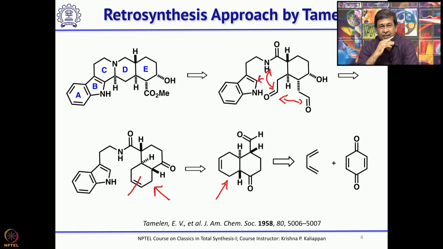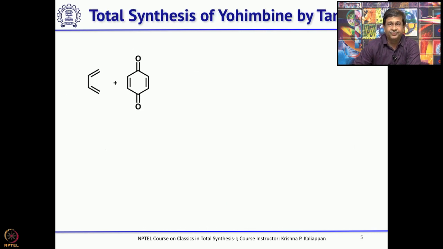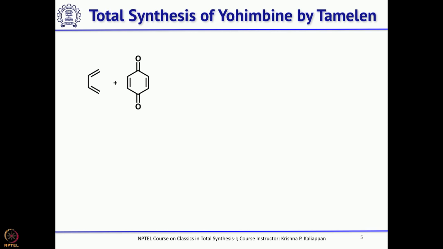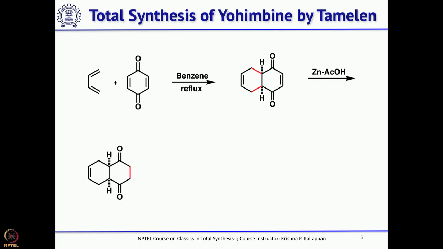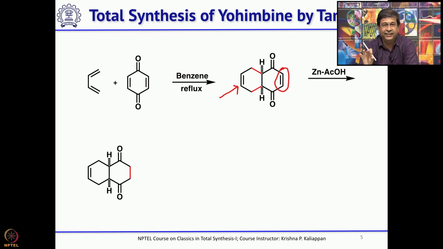Now let us see how he accomplished the total synthesis of yohimbine starting from butadiene. The first step, as he proposed in the retrosynthesis, was the Diels-Alder reaction between butadiene and para-benzoquinone. In benzene, when you reflux, you get this bicyclic compound. Now one can selectively reduce the double bond of the ene-dione by treating with zinc and acetic acid without touching the isolated double bond. This double bond is in conjugation with two carbonyl groups, so it can be easily reduced selectively. Now this is a symmetrical diketone.